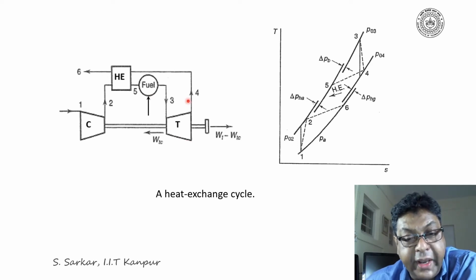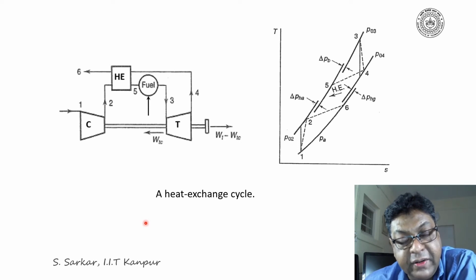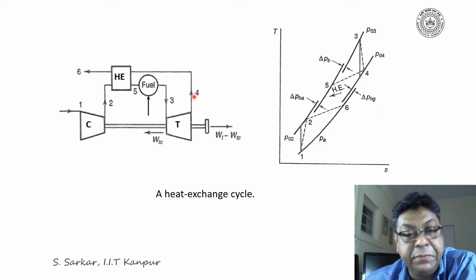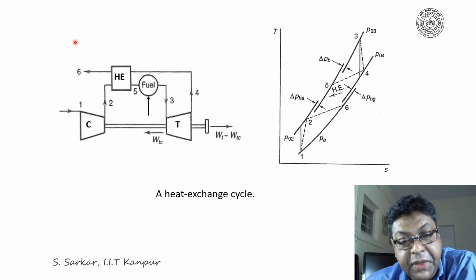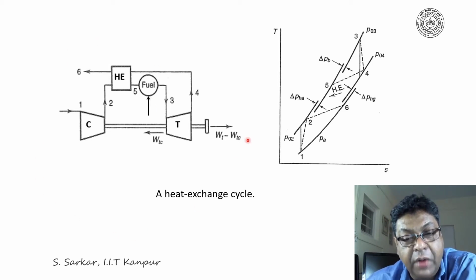Now the turbine exhaust temperature is much higher than the outlet temperature of the compressor, and thereby the energy carried by the exhaust gas is utilized in the heat exchanger. Thereby, the fuel input, or the energy input in the combustion chamber, would decrease, increasing the efficiency of the cycle.